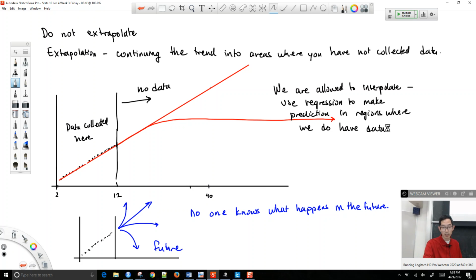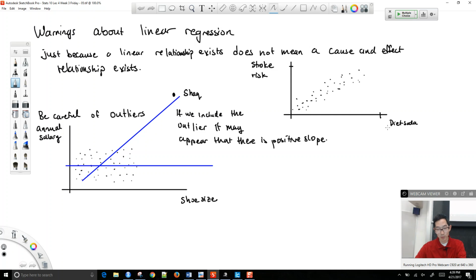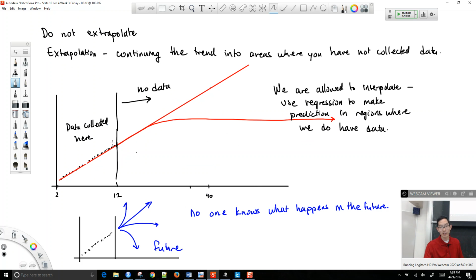But then again, you have to be careful. Don't take Shaq and then try to interpolate this missing region here. This is not a good idea. But if you got a lot of data in a certain region, and maybe in one window you don't, interpolation is okay. Extrapolation, never a good idea.